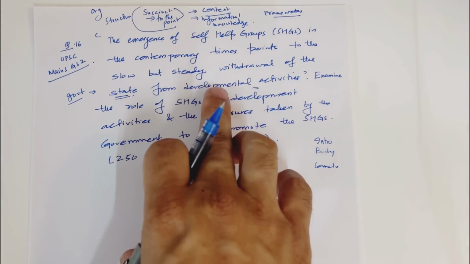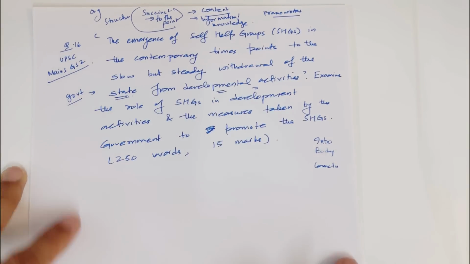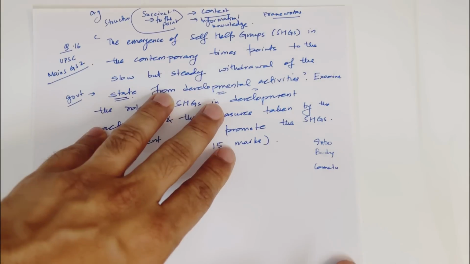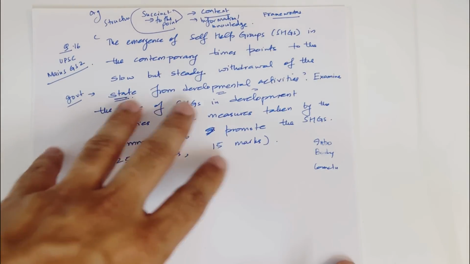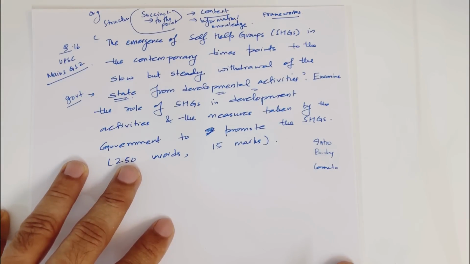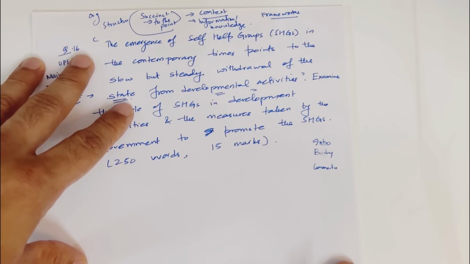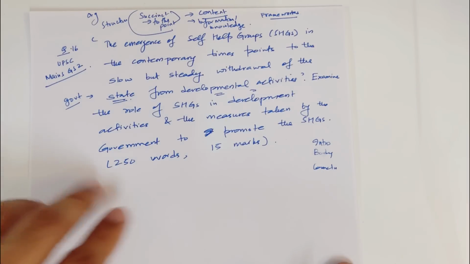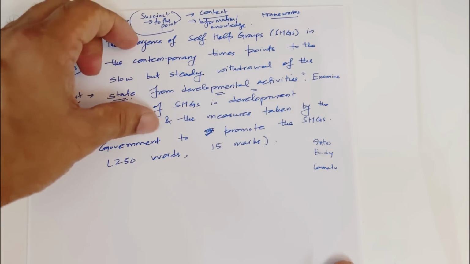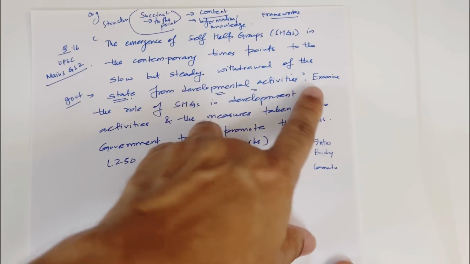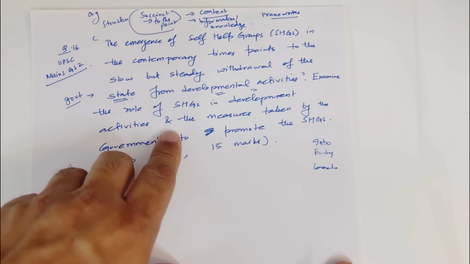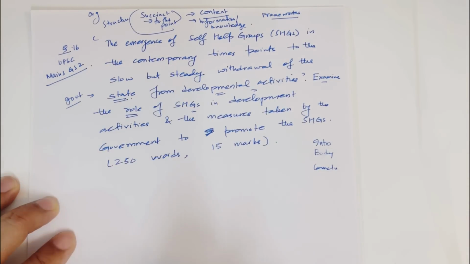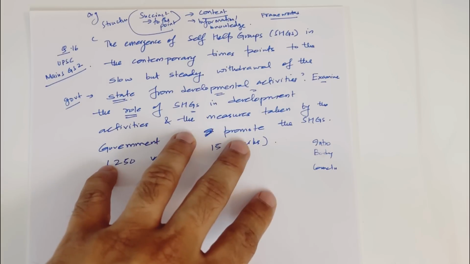So what are developmental activities? We all know developmental activities are building of infrastructure, building of schools, providing good education, good health care, good water, sanitation, etc. So the statement is saying the emergence of self-help groups is leading to the state having a smaller role in developmental activities. Now let's see, this is the statement within the quotation marks. Question is, examine the role of SHGs in development activities. So what is the role of SHGs in developmental activities and the measures taken by the government to promote SHGs?